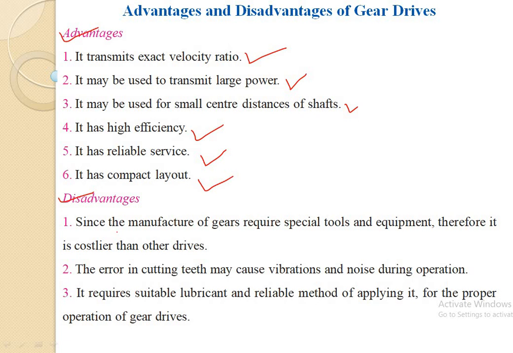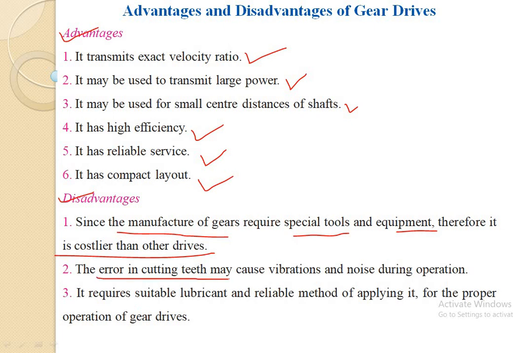The first disadvantage is that the manufacture of gears requires special tools and equipment, therefore it is costlier than the other drives. As the power transmission is very precise, since we get the exact velocity ratio and the efficiency of gear transmission is very good, we need to manufacture a gear with precise control and precise dimensions. So one disadvantage is that we require costlier machines, experienced workers and precise control over the manufacturing method of gears. That's why gears are costlier.